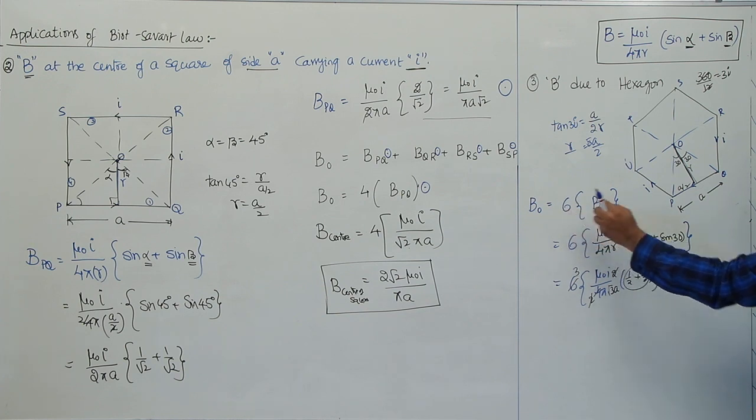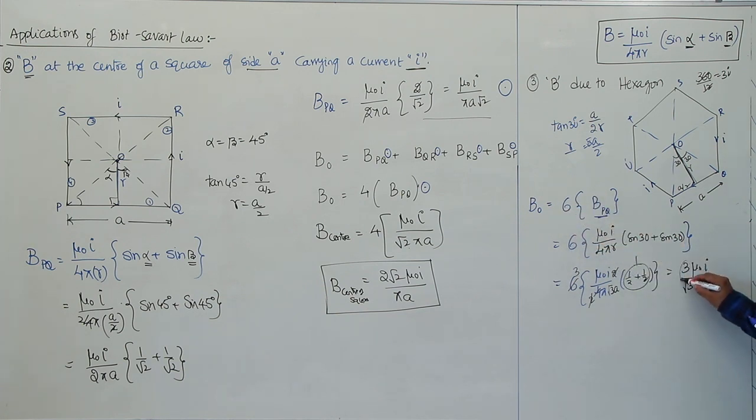Why? Because I am multiplying this with 6. Or even you can cancel this as root 3, root 3. This will become root 3 mu naught I by pi a. This is the magnetic field at the centroid of a hexagon.